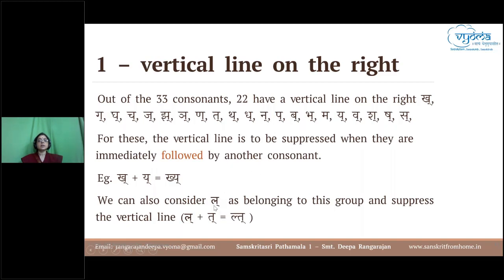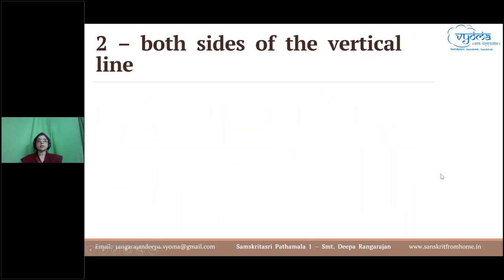Now in the textbook, the l varna is given under the third category of where there is no vertical line. But we see that there is a possibility of a vertical line here which can be suppressed, and the l is written like this. The l, the vertical line disappears and it combines with the l plus the l. In this case, the vertical line has been suppressed in order to show that it is a pure consonant. This is the first section.